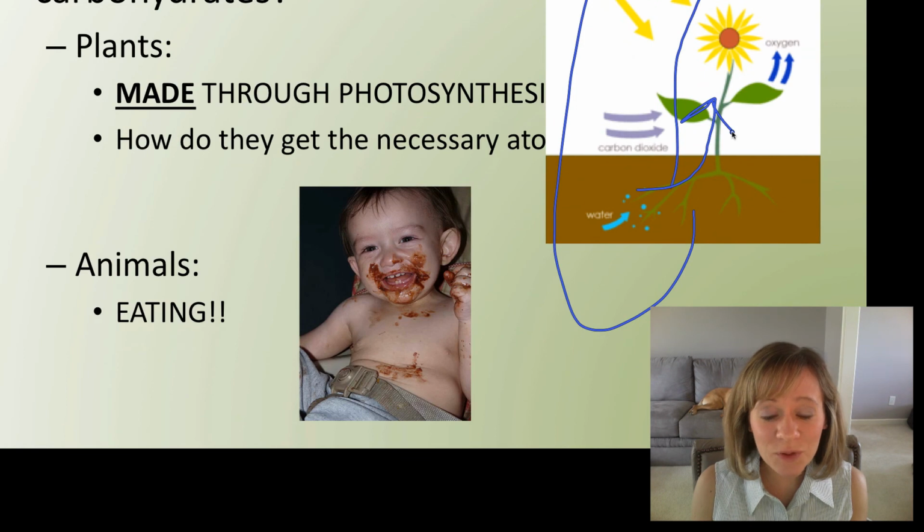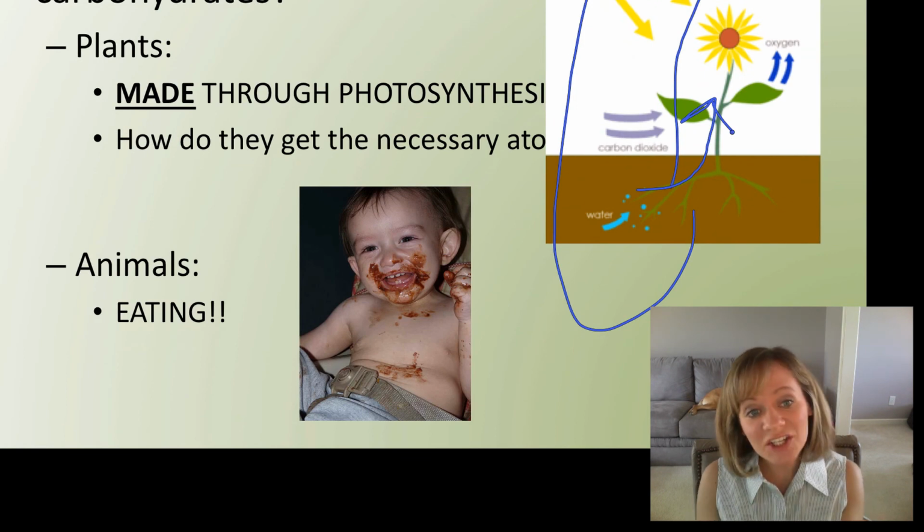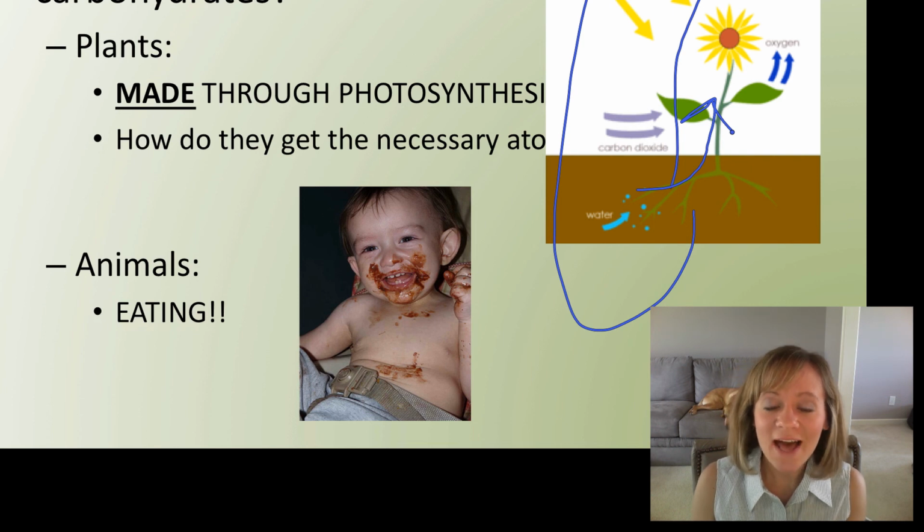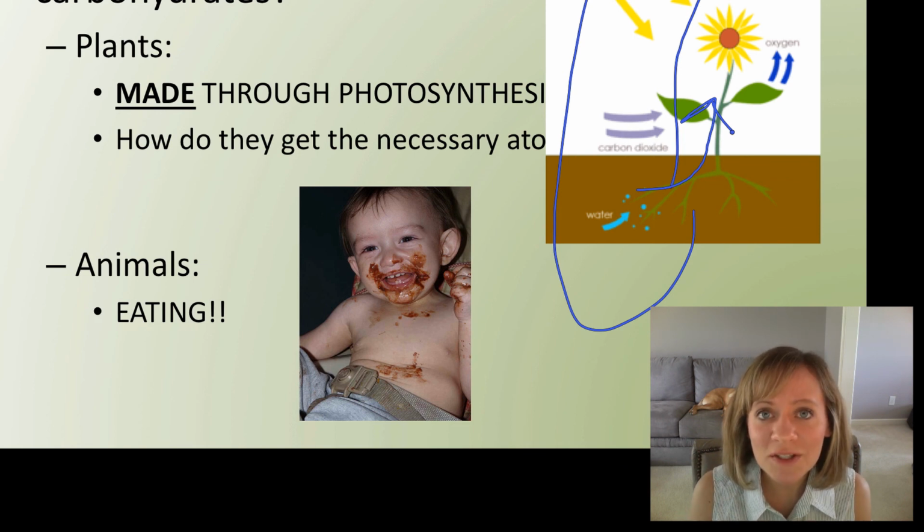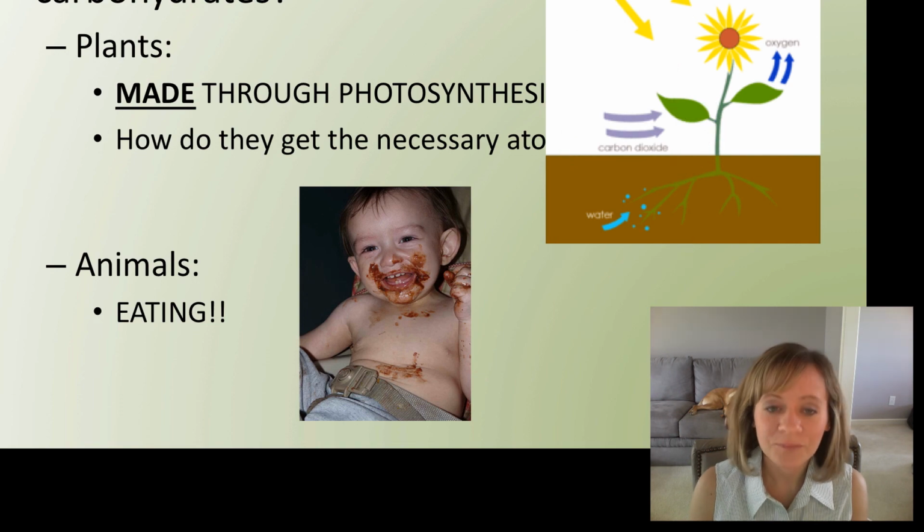Okay, what about animals? We get all of these nutrients from eating. So we actually eat our carbohydrates, and then our body uses enzymes and hydrolysis to break those apart and then build them back up. So for energy storage, we would store that in our muscles in the form of glycogen.